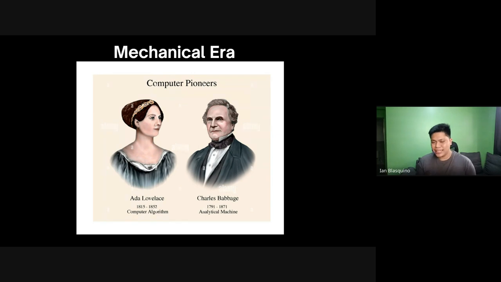So during this 19th century, ito yung time na kung saan nagkaroon ng tinatawag natin na analytical engine or analytical machine. This analytical engine is designed by Charles Babbage. It is considered as the earliest mechanical general purpose computer, na kung saan itong analytical engine na ito is now capable to execute programs na naka-stored sa tinatawag natin na punch cards.